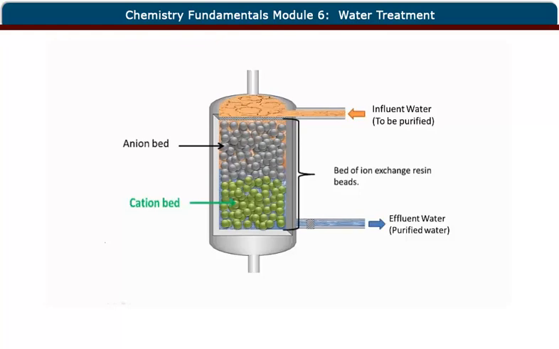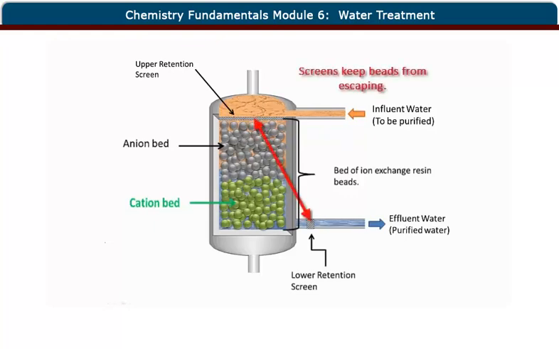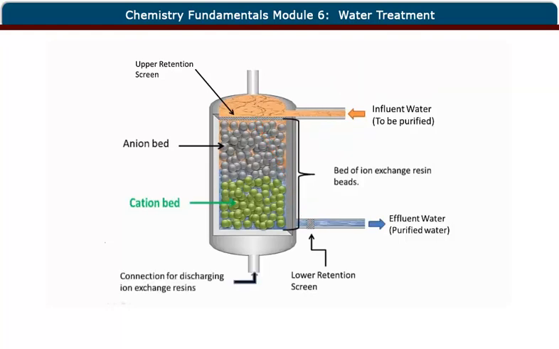Also on these ion exchangers, you have screens on the bottom and top called upper and lower retention screens. These keep the beads from escaping. You also have connections at the bottom and the top where you can load the new beads or get rid of the old ones. So that's the basic design and construction of an ion exchanger.